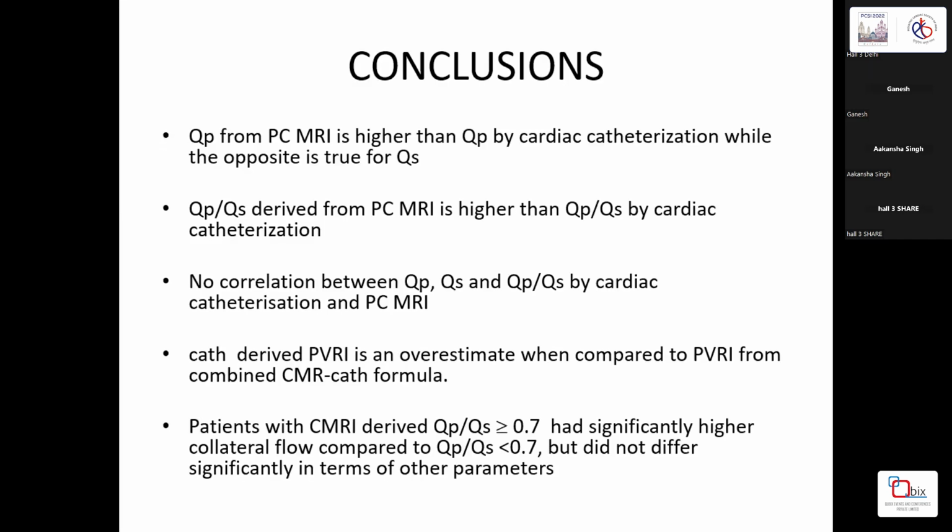To conclude, QP from phase contrast MRI is higher than QP by cardiac cath, while the opposite is true for QS. And QP/QS derived from phase contrast MRI is higher than QP/QS by cath. There was no correlation between QP or QS or QP/QS between the two modalities. Cath-derived PVRI was an overestimate in comparison to PVRI from the combined CMR and cath formula. Patients with CMR QP/QS of more than 0.7 had significantly greater collateral flow in comparison to patients with QP/QS less than 0.7. But in terms of other parameters, they did not differ significantly.